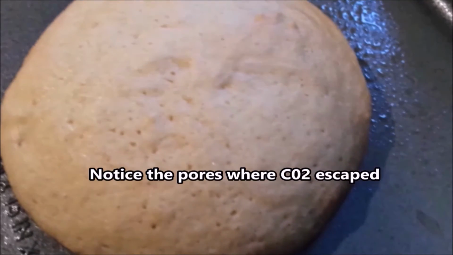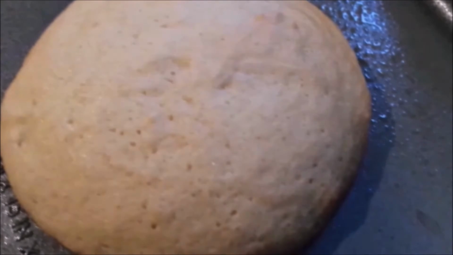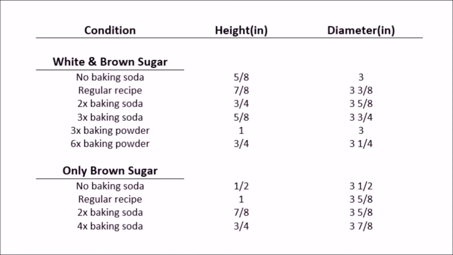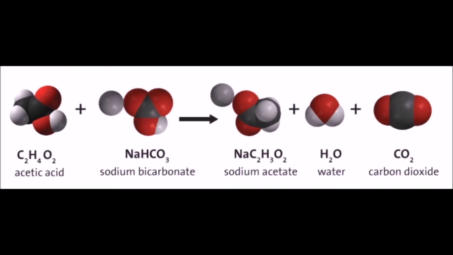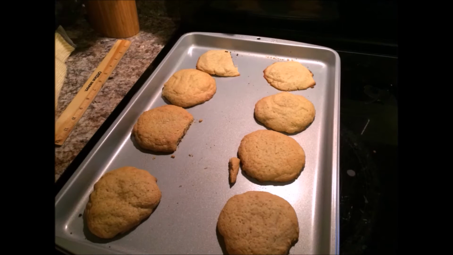Once the cookies are spread and start baking, the heat catalyzes the reaction and largely increases the production of carbon dioxide. Our results show that increasing the amount of baking soda without also increasing the amount of acid, or molasses in brown sugar, does not increase the height of the cookie. However, there is a small increase in the diameter. It makes sense that if there is not enough acid present to react with sodium bicarbonate, then adding additional baking soda will not generate more CO2.